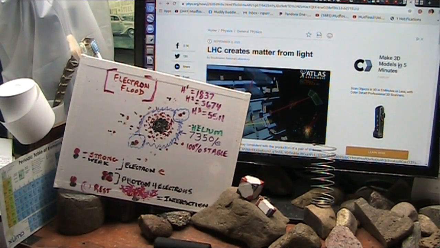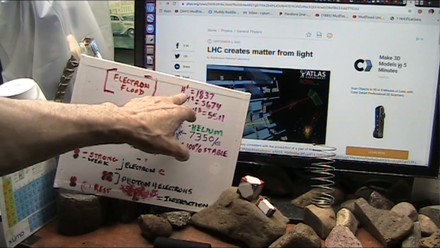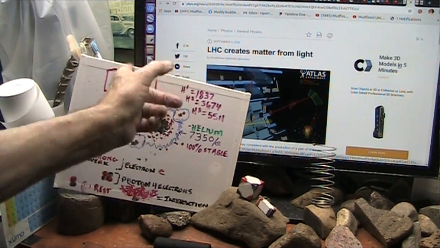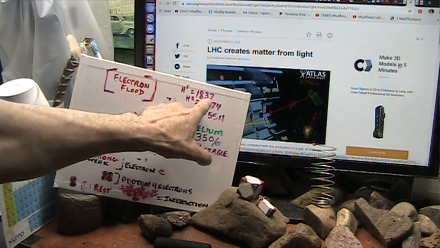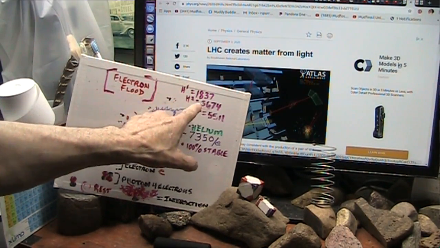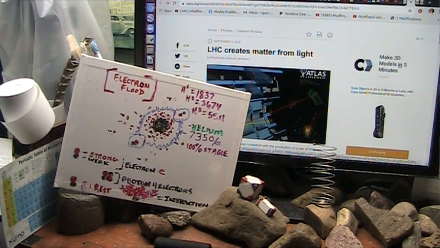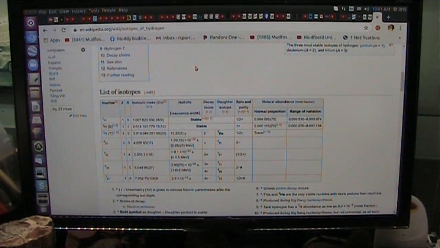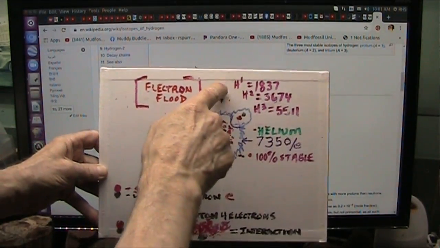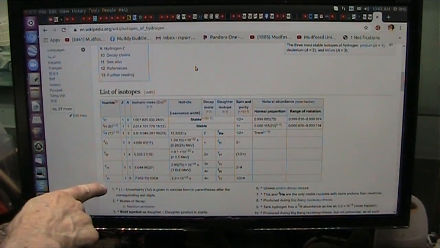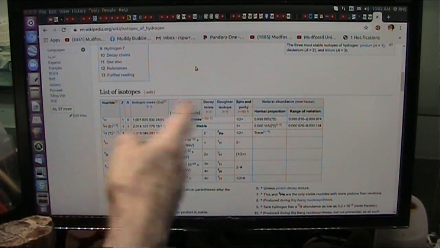Now, helium, its nucleus is not one proton, absolutely not. Helium has 1,837 electrons in its core. Now, let's look a little deeper. Just a second ago, I was pointing to this and saying helium. I meant hydrogen. Look at all the different isotopes for hydrogen, all the different weights.